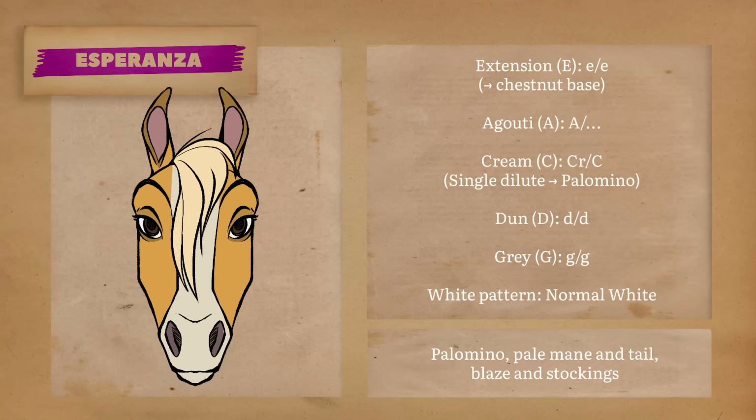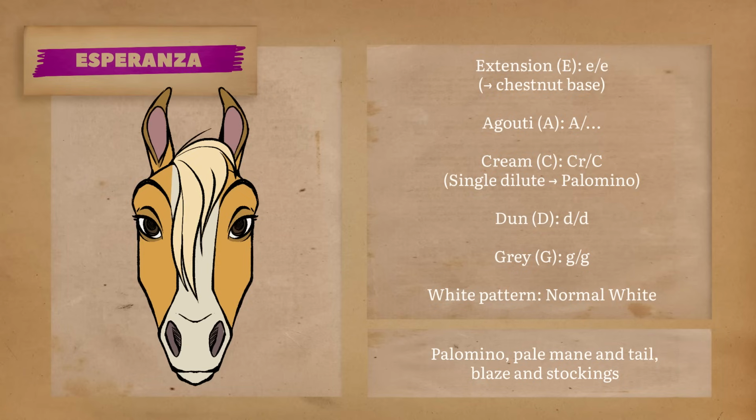If we have a look at the Agouti gene, I am going to cheat a little bit. Well, it's not really cheating, but I know that Spirit is a buckskin, and I don't want to rush ahead, but I know that his father is a solid black horse. That means Spirit has to have at least one capital A, which can only come from Esperanza. So we're going to give her a capital A.